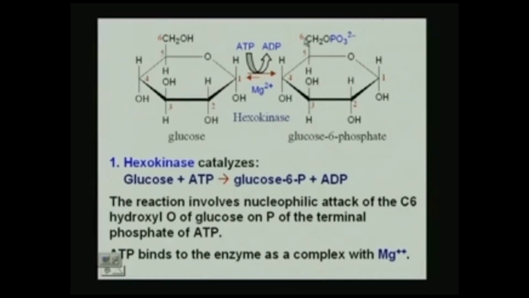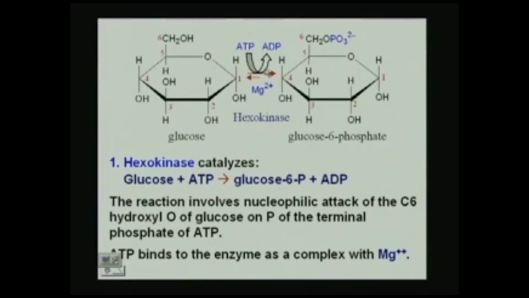That means the 6th carbon atom is no longer OH, it is now phosphorylated. It is phosphorylated by taking a phosphate from ATP, and in the event, ATP becomes ADP. This is a coupled reaction. We will look at the energetics of these steps. The glucose going to glucose 6-phosphate has a delta G that is positive. The ATP to ADP has a delta G that is negative.